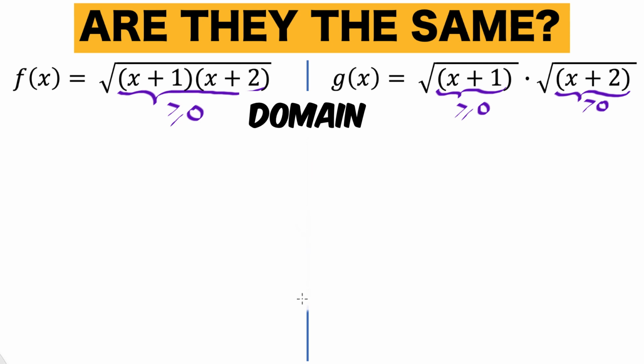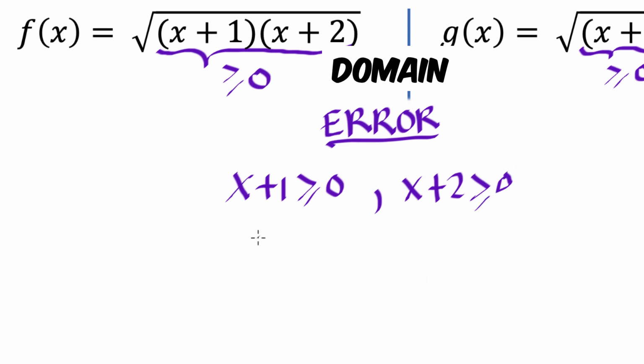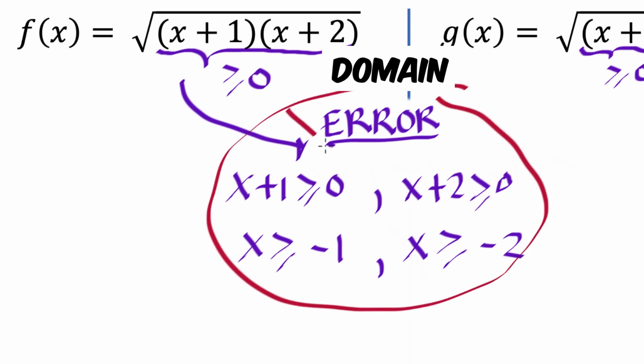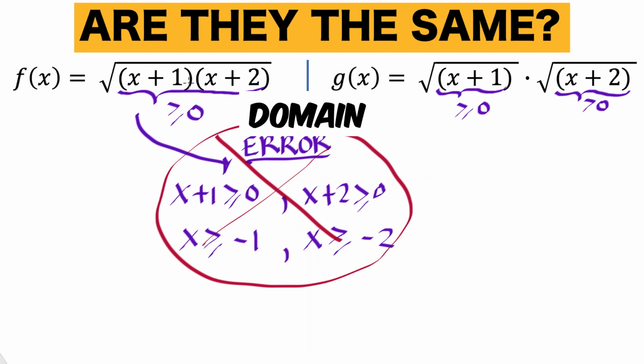Let me show you first a common mistake here. A common error is, since this value under the radical must be greater than or equal to 0, many students would say x plus 1 is greater than or equal to 0, and x plus 2 is greater than or equal to 0. And so, x is greater than or equal to negative 1, x is greater than or equal to negative 2 for the first function. Now, this process is wrong in finding the domain of f. So what is the right method of finding the domain of f?